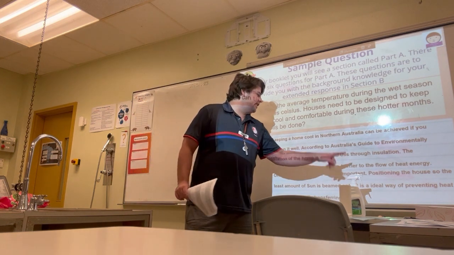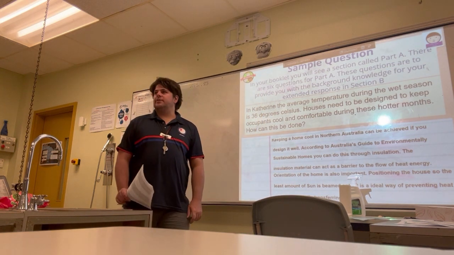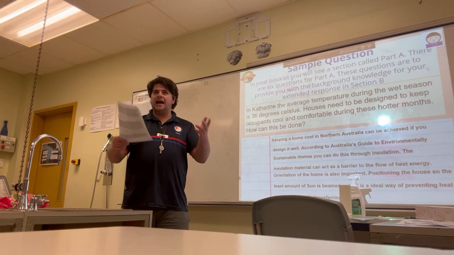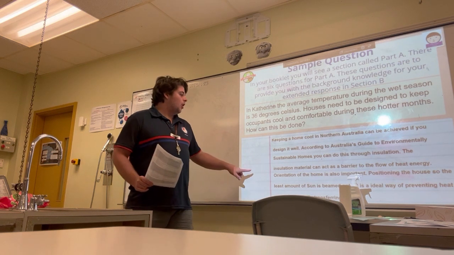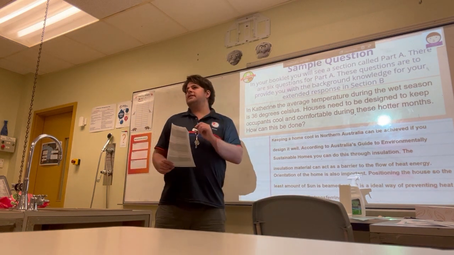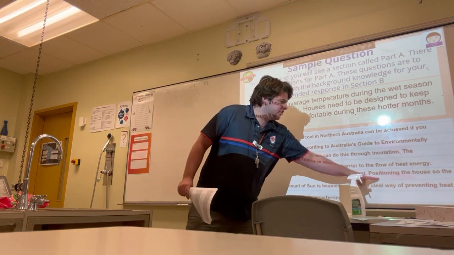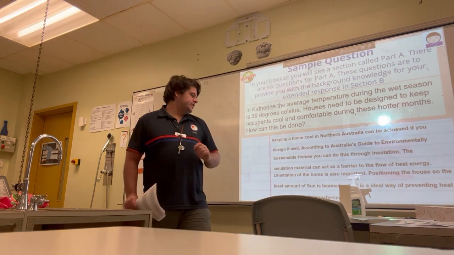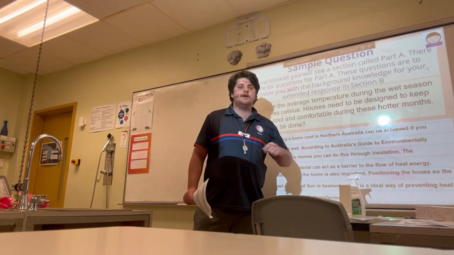So insulation material can act as a barrier to the flow of heat energy. That is a how or a why. Orientation. What is orientation? I've actually explained it. Position of the house. Why do we do it? So the least amount of sun is beamed onto it.